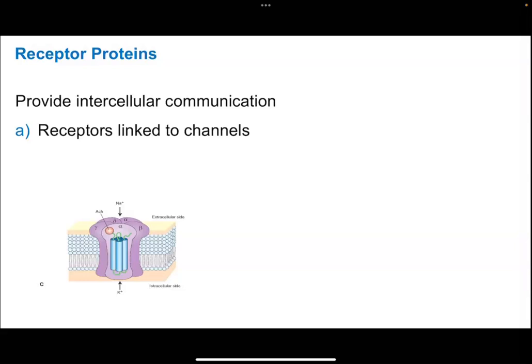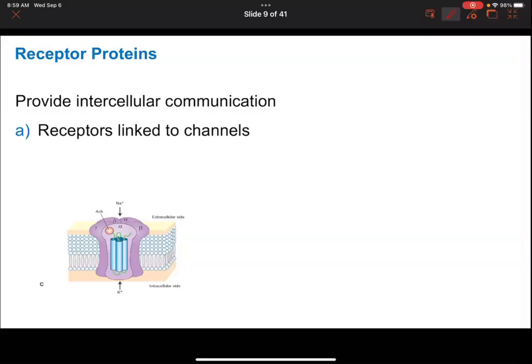Receptor proteins, I just want to elaborate a little bit more because we're going to see these throughout the rest of the semester. These receptor proteins, again, have a space where they will bind to something, and we call that a ligand. So receptor proteins bind to a molecule that we call a ligand. Sorry, my handwriting's a little messy. And again, this is going to initiate some sort of response so that something happens inside the cell.